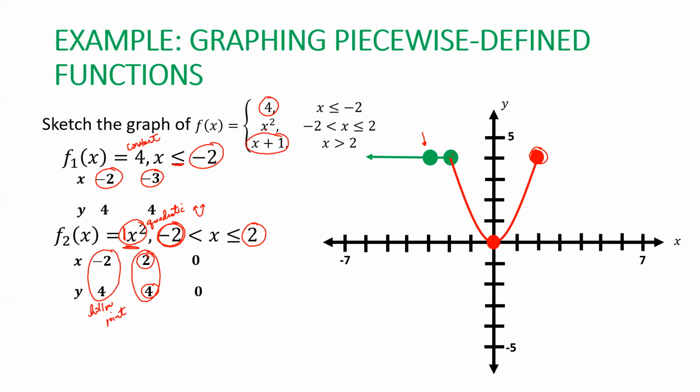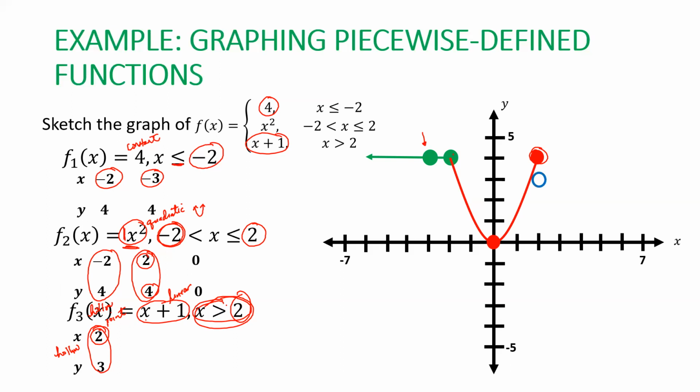And then the third subfunction is f sub 3 of x equals x plus 1, which is linear, and it is defined on the interval x is greater than 2. Using the table of values, we use the boundary value x equals 2 and substitute it in this function. So we have 2 plus 1, which is 3. This ordered pair must be represented by a hollow point because x equals 2 is not included in this particular interval. So 2 comma 3 must be a hollow point.